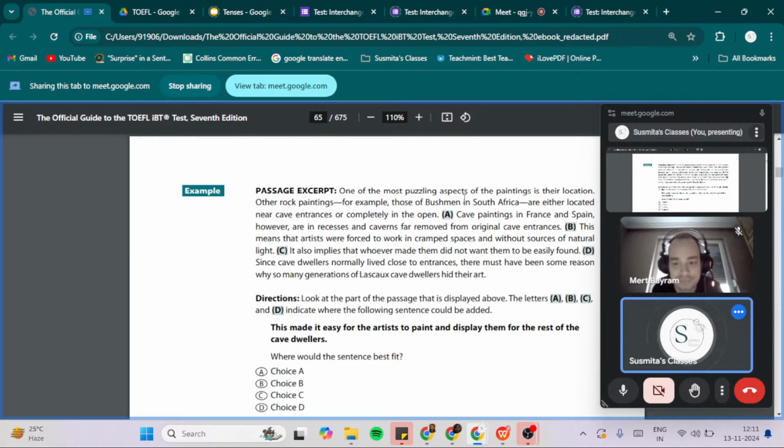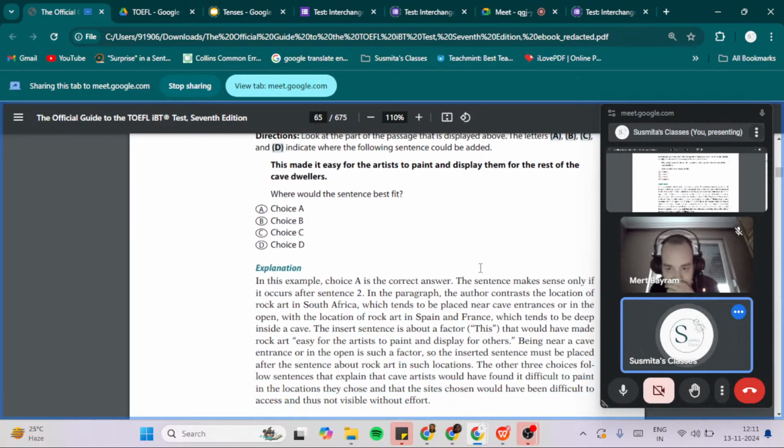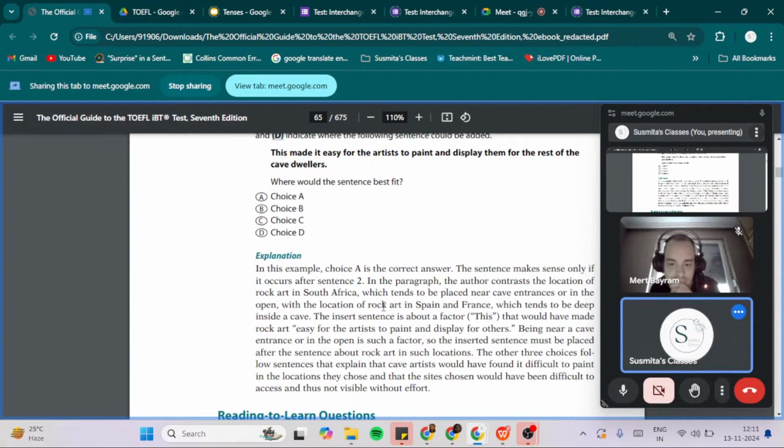One of the most puzzling aspects of the paintings is their location. Other rock paintings, for example, those of Bushmen in South Africa, are either located near cave entrances or completely in the open. This made it easy for the artists to paint and display them for the rest of the cave dwellers. And cave paintings in France, that's how it goes on. Now, the sentence makes sense only if it occurs after sentence 2 in the paragraph.